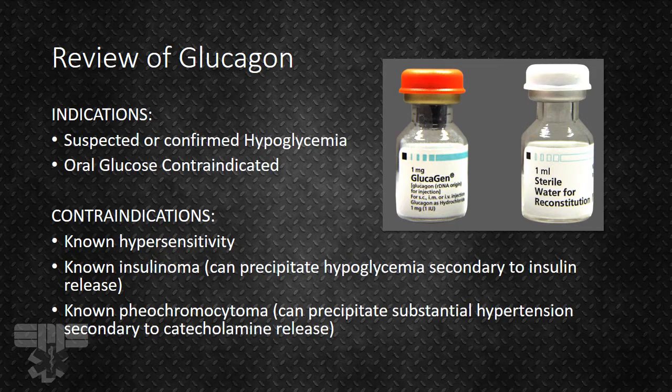The indications for BLS providers are to give for suspected or confirmed cases of hypoglycemia. Oral glucose is the first-line treatment for hypoglycemia. However, glucagon can be administered if oral glucose administration is contraindicated, in cases where the patient is unresponsive or unable to control their airway. The major contraindication for glucagon is known hypersensitivity to the medication.